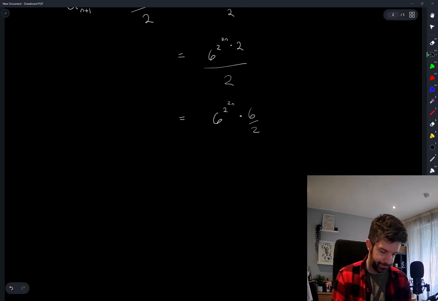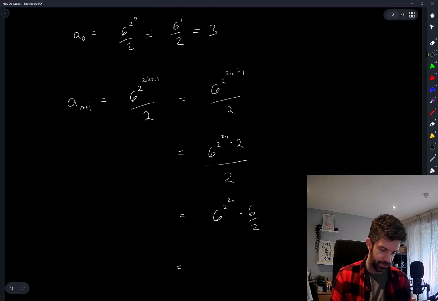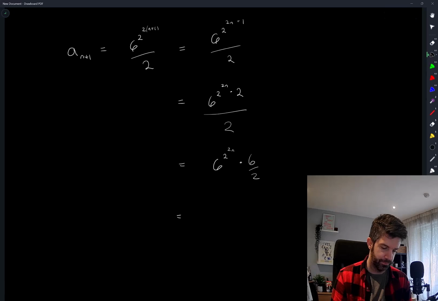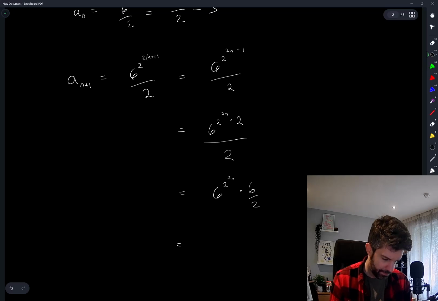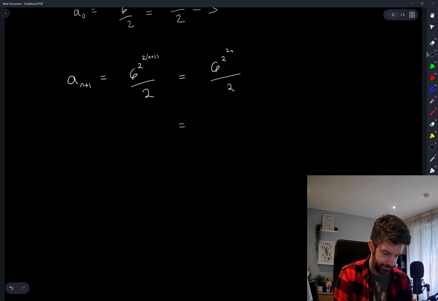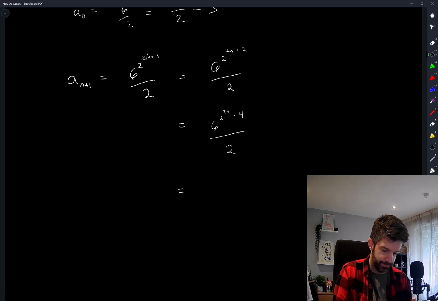I want to write this as... just a minute. How do I want to write this? I mixed up an exponential. I must have screwed up an exponential rule somewhere. Or it wasn't even an exponential rule, it was a standard simple multiplication. This is a 2n plus 2 here. So that's 6 to the 2 to the 2n times 4 divided by 2. 6, 2 to the 2n times 6 to the 4 divided by 2.